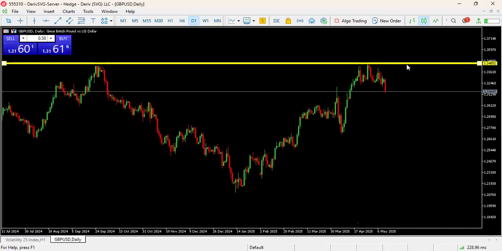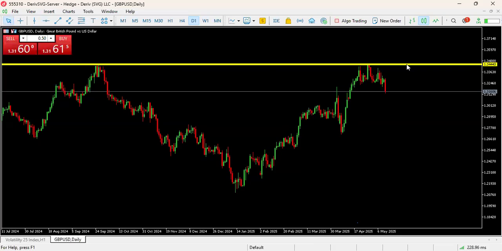Is this place our resistance level, yes or no? Let's see those of you in the house. Is this place a resistance level? Yes, yes, yes. It's a resistance level.